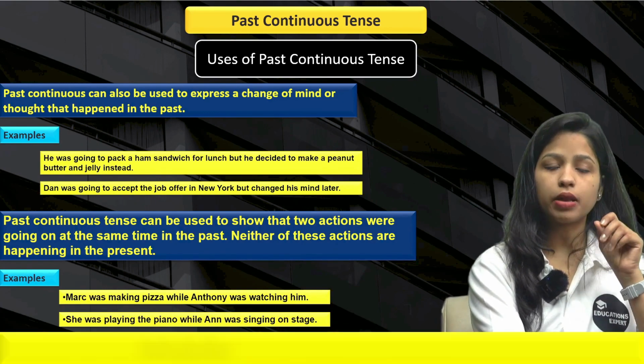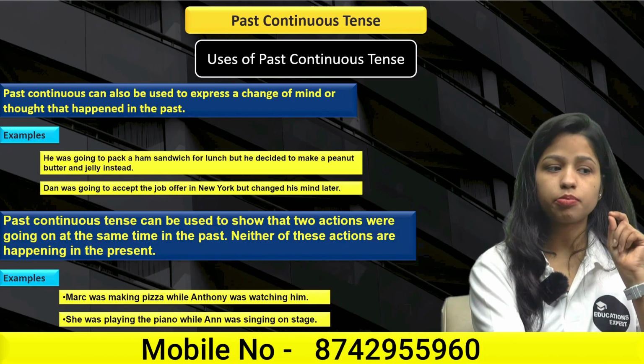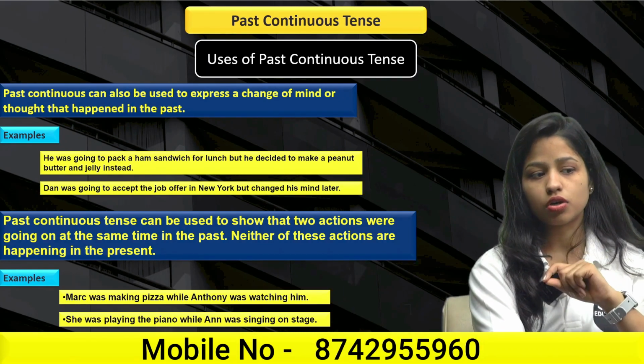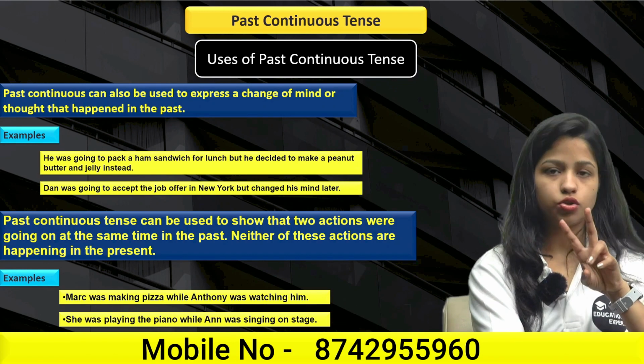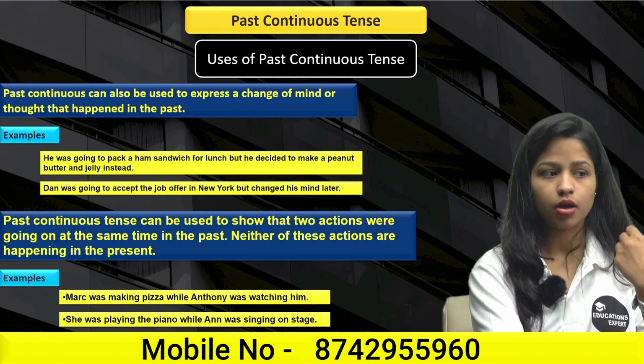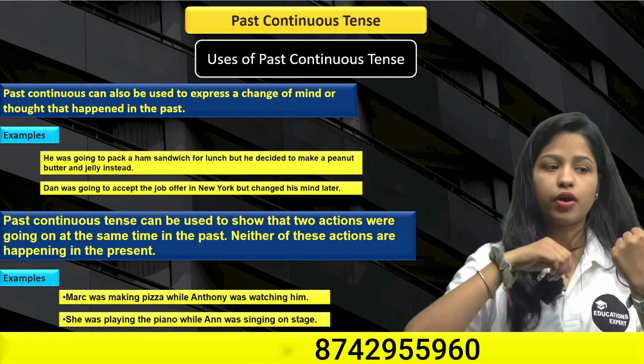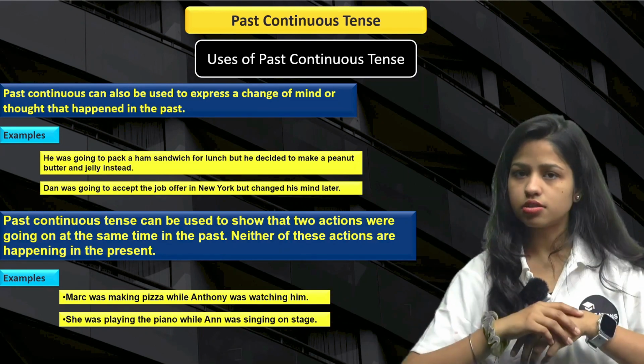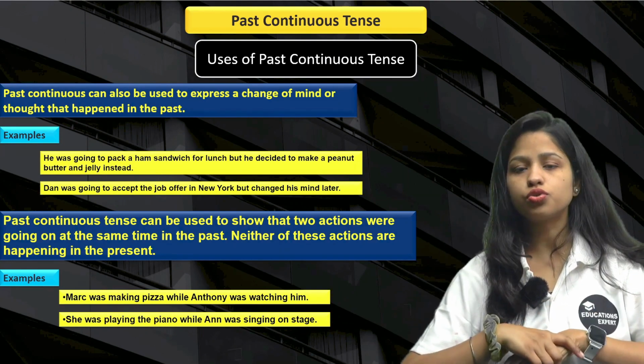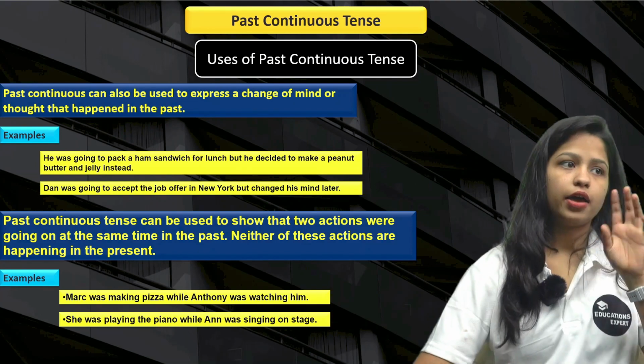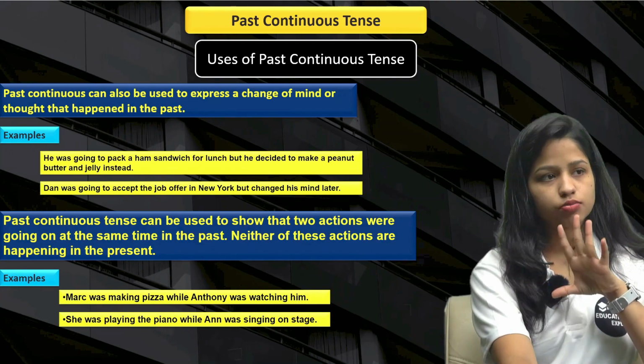She was playing the piano while Anne was singing on stage. So again, there are two actions that are happening at the same time. She was playing the piano while Anne was singing on the stage. So this is how you can use two actions at the same time. I hope you understood it, and now let's move forward.